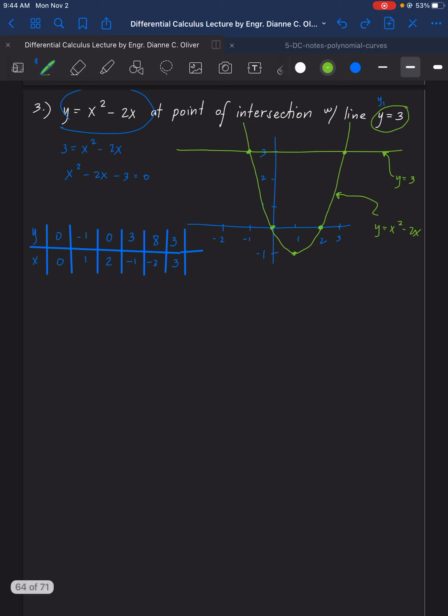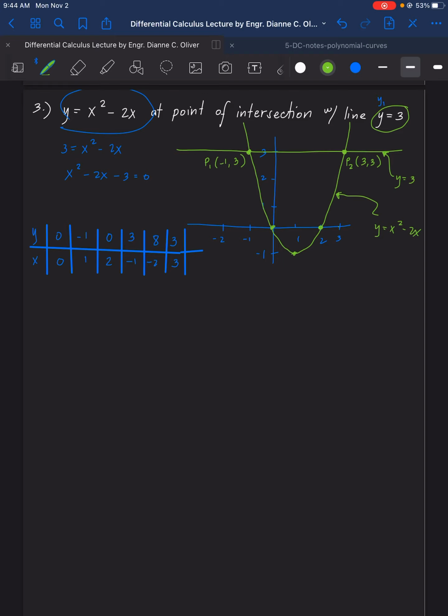So if that line y equals to 3 intersects the parabola, we have here 2 points, the points P1 and then P2. The point P1, the point of intersection, is negative 1, 3. And the point P2 has the intersection 3, 3. So these are our coordinates.